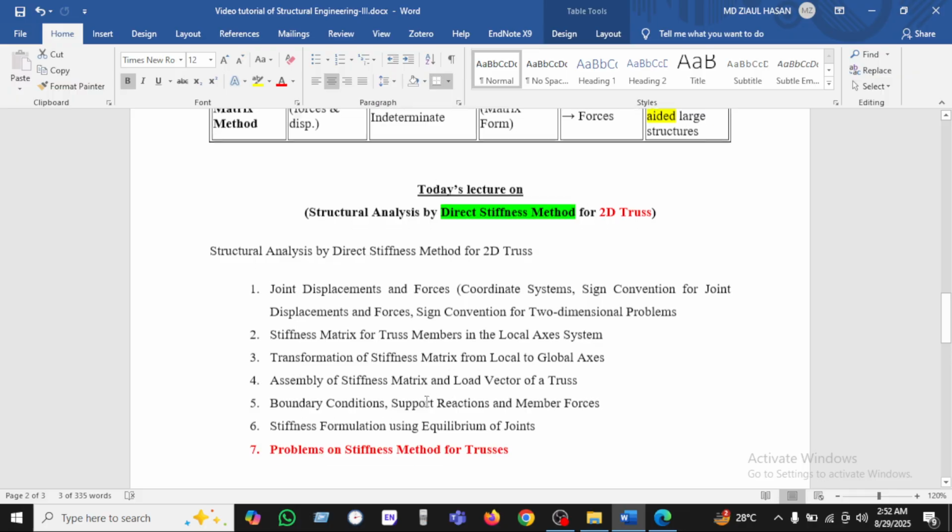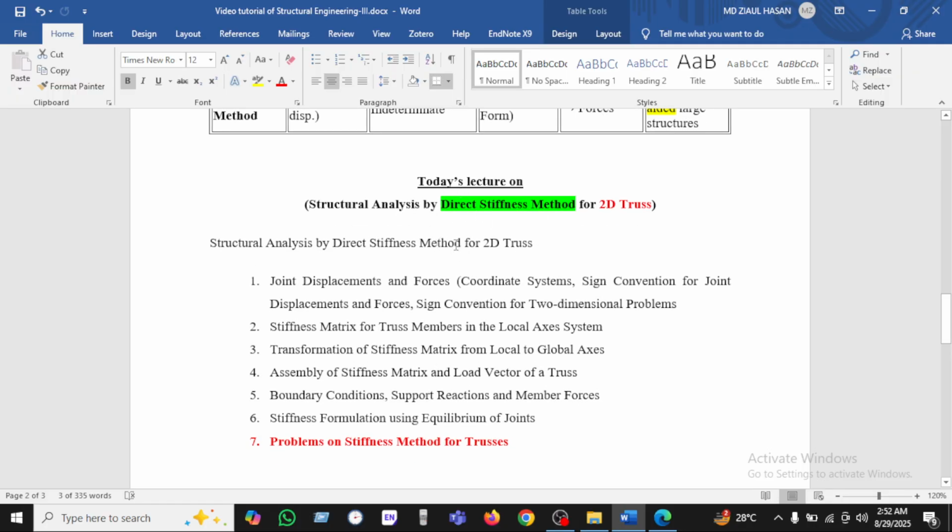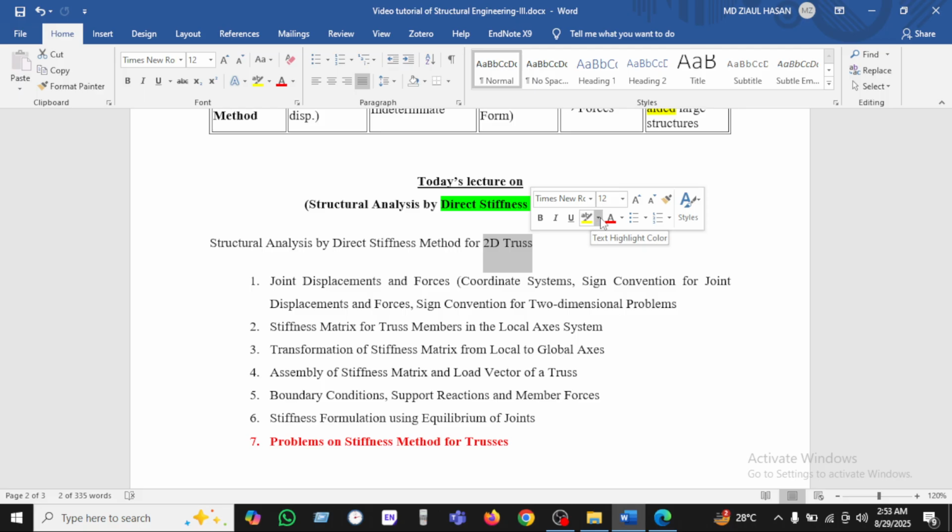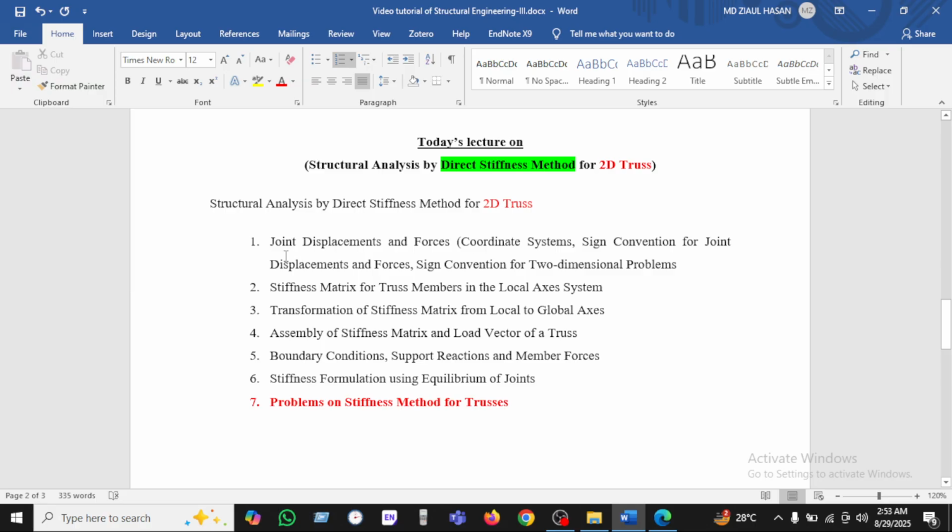Okay, so here is our course content. Today's lecture will cover the direct stiffness method only for 2D truss. The content includes, at first, the joint displacement and forces, which includes the coordinate system, sign convention of joint displacement and forces, and sign convention of the two-dimensional problem.